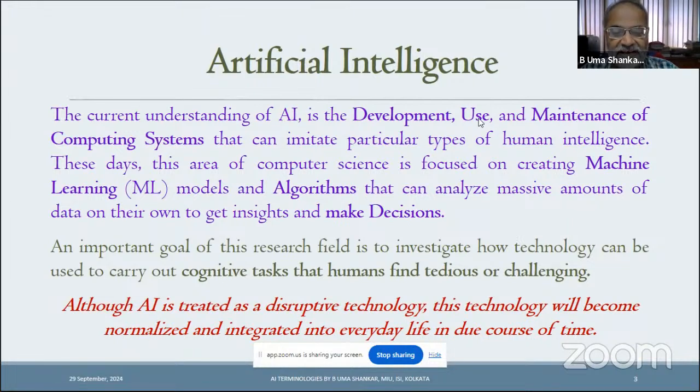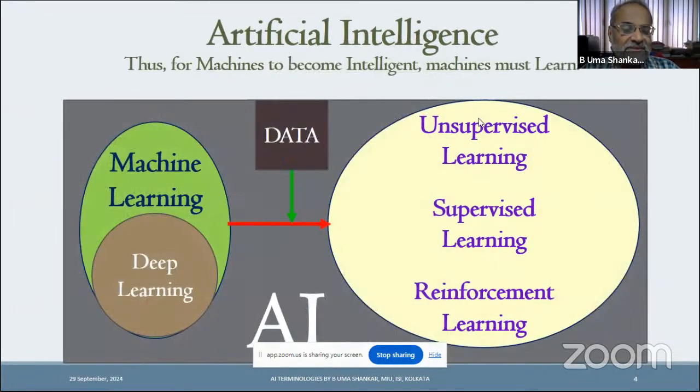Although AI is treated as a disruptive technology, this technology will become normalized and integrated into our everyday life in due course of time. Deep learning is a subset of machine learning. Actually, deep learning can also be called machine learning. Basically, there are three ways that we can do this. One is unsupervised learning, then supervised learning, and reinforcement learning. But all these learning processes use data.